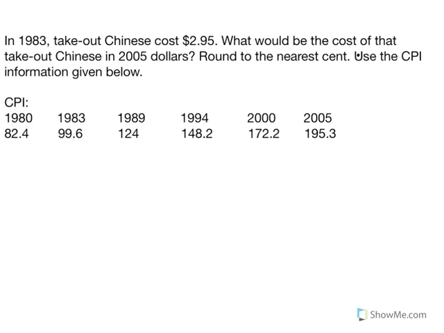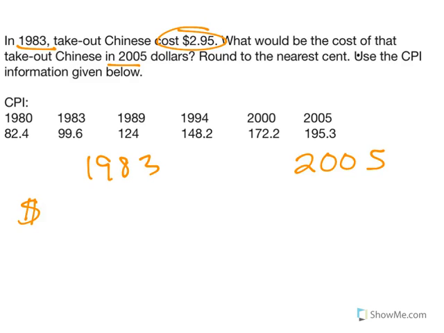Okay, now, even if they didn't tell you that you needed CPI information, this is how you know that you need to use CPI. CPI, the Consumer Price Index, is used when we are comparing money across time. So we are given two different time units, 1983 and 2005. And we know we are comparing money, and to do that, we need CPI.